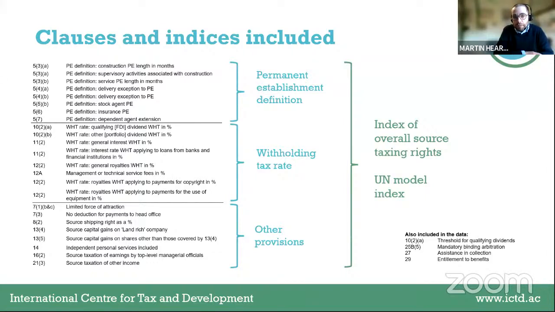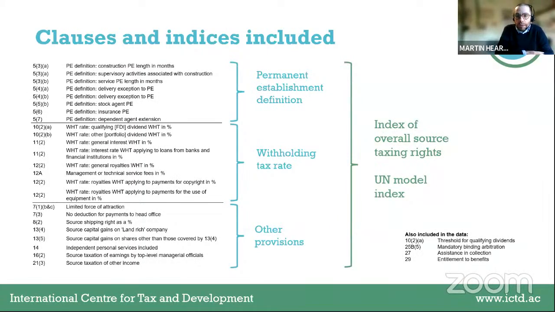So 1 means that, for example, the permanent establishment definition, looking across all those different clauses, contains more source-based elements. And a number closer to 0 means more residence-based elements. And so you have that for each of those 3 components of the treaty: the permanent establishment definition, withholding tax rates, and then some of the other provisions we've coded. You also then have an overall index, which does the same thing, looking across all of those provisions.